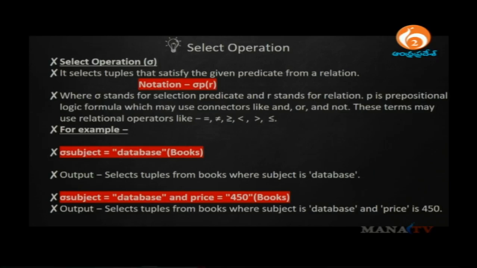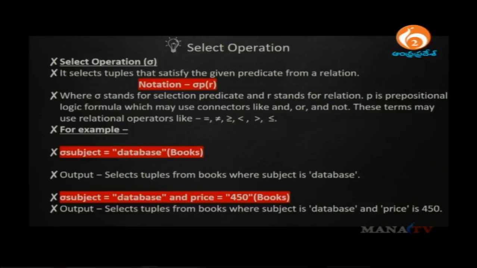Now let me show you the screen again. What does a select operation actually do? Were you able to see the screen? It selects the tuples that satisfy the given predicate from a relation, meaning it gets the relation from the particular database table. The sigma sign stands for the selection predicate, and R and S are the relations. P is a propositional logic formula.